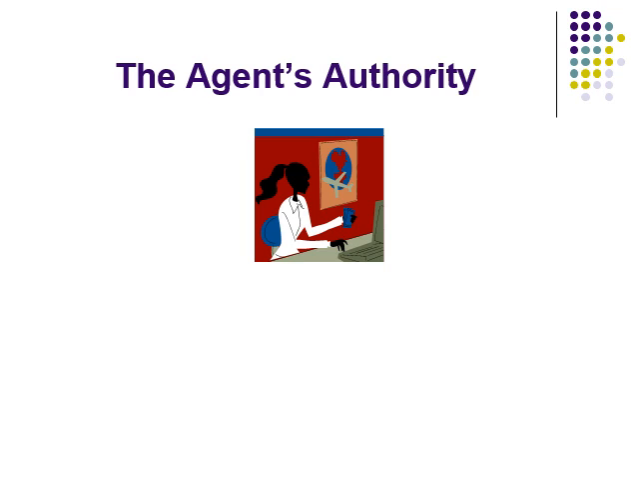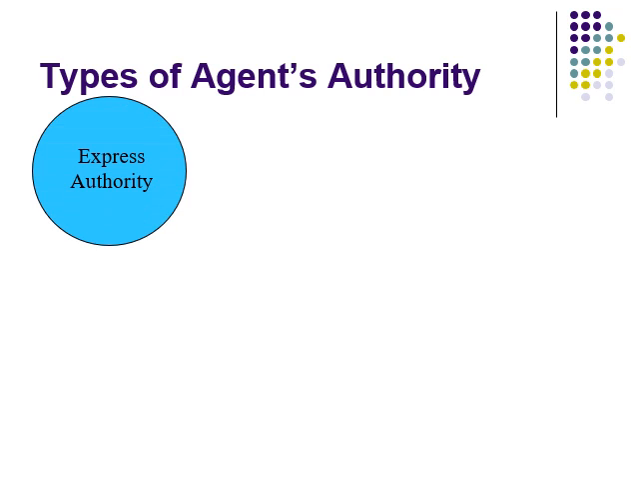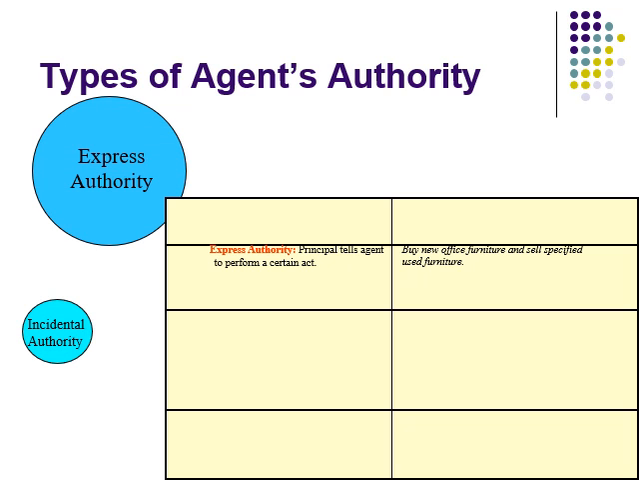The agent's authority. The types of authority of the agent. The agent can have express authority. This is where the principal tells the agent to perform a specific act. So if the principal tells the agent to buy new furniture and sell specified used furniture, then the agent has the authority to do this.